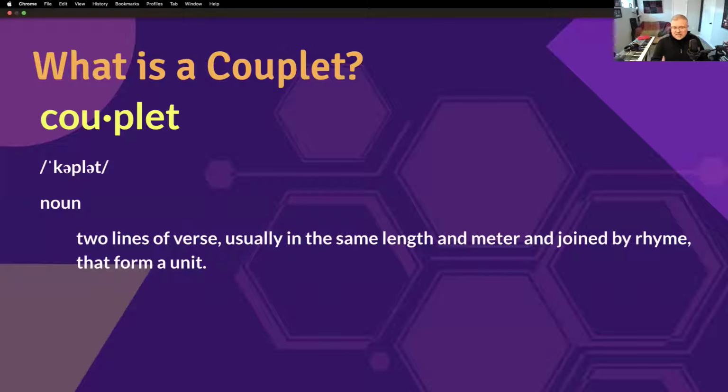And I want to take it deeper to really look at why the concept of a couplet is so useful within the context of modern songwriting.